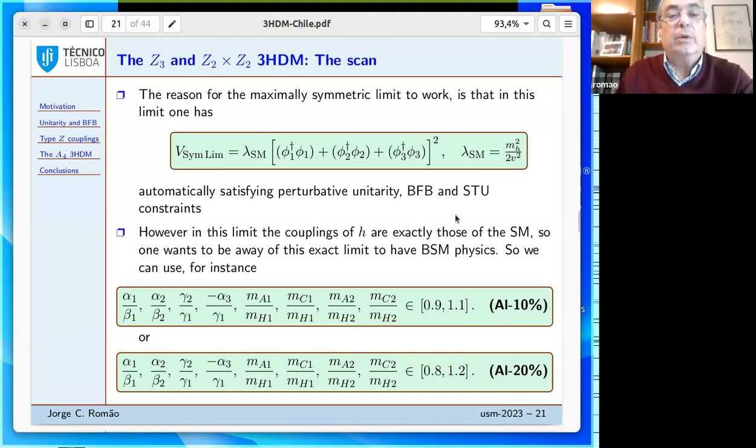Then, in some sense, we know that we have enough points to do our scans and our analysis. But we are not exactly at the symmetric limit, and you can have physics beyond the standard model.